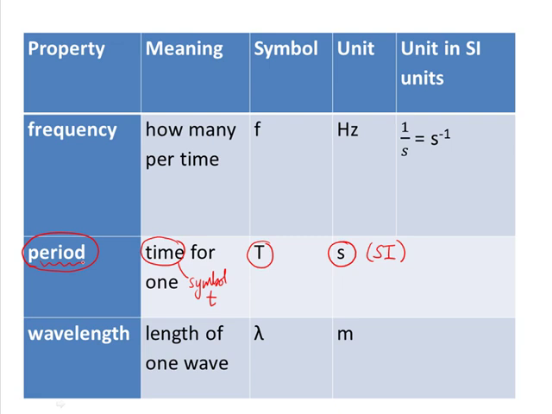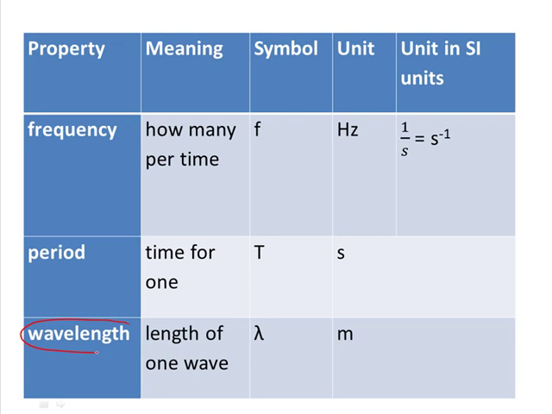So period means the time for one thing. For example, the time for one wave to pass a point. And if we're speaking about that, we're speaking about a particular kind of time. So we don't just use a small t for the general use of time, but a capital T meaning a specific use of time, the time for one occurrence.